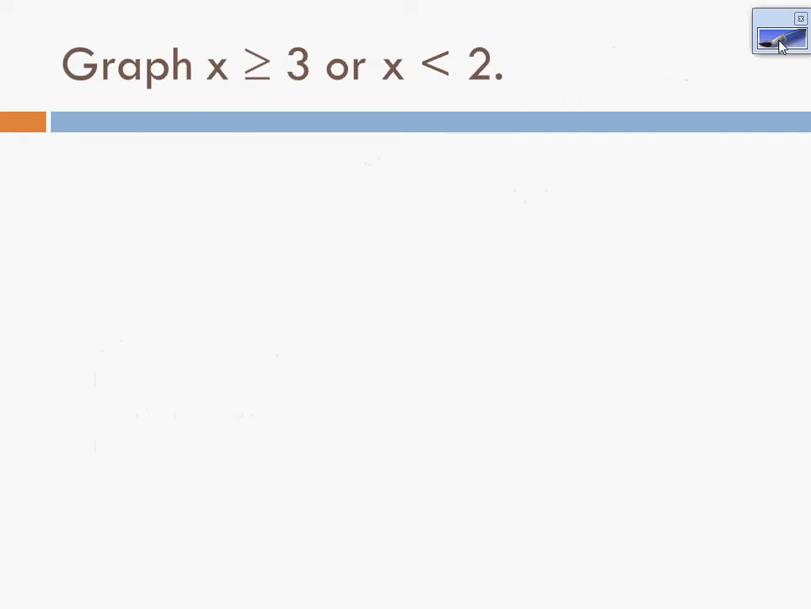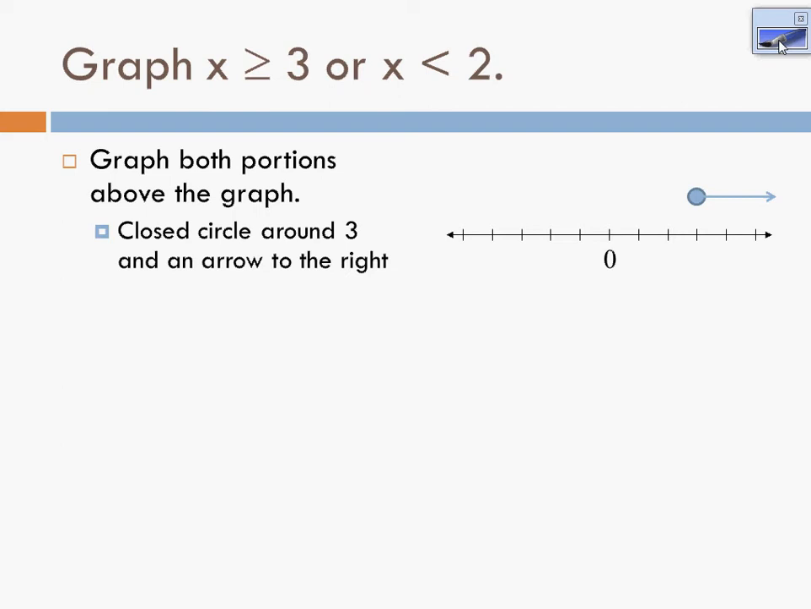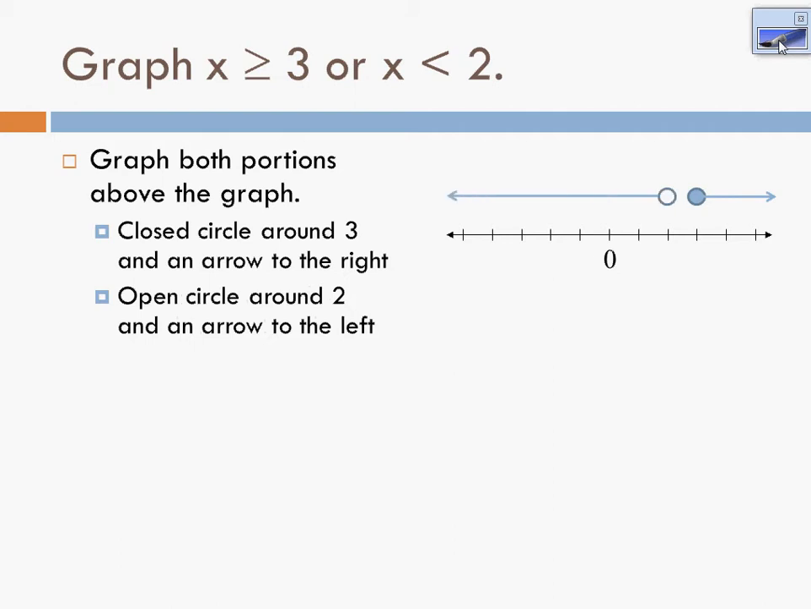And so here we'll look at a compound inequality graph. X is greater than or equal to 3, or x is less than 2. So here's a number line. We'll graph both parts above the graph. This is what I want to see. I want to see you graph both things above the graph. So closed circle around 3 and an arrow to the right because x is greater than or equal to 3. We use the closed circle because it's got the or equal to. And then an open circle around 2 and an arrow to the left to indicate x is less than 2.